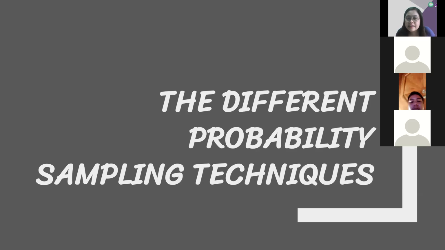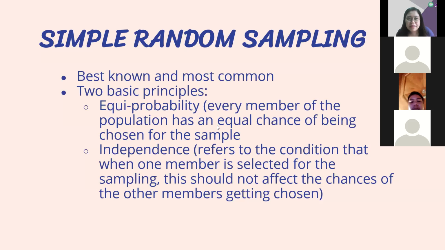So isa-isahin natin class ang different techniques under the two. Let's start with the probability sampling technique. We have here the first one, the simple random sampling, which is best known when we want to do probability sampling and the most common. So we have two basic principles when we do simple random sampling. We have here equiprobability. That's the probability of giving them equal chance to be selected.